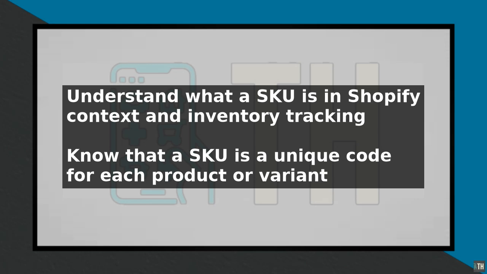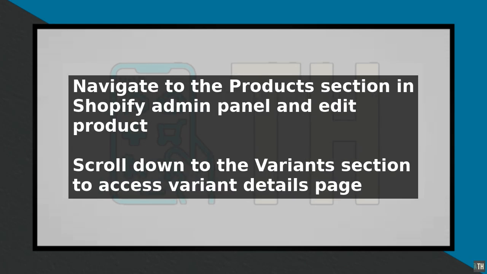First, go to your Shopify admin panel and navigate to the Products section. Click on the product you want to add a SKU to, and then click on the Edit button. In the Product Details page, scroll down to the Variants section. If you have multiple variants of the same product, such as different sizes or colors, click on the variant you want to add a SKU to.